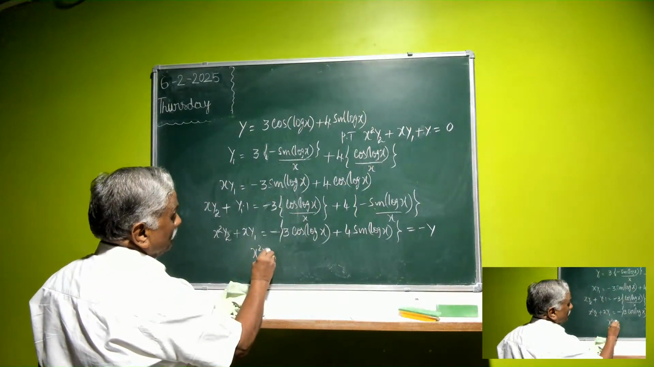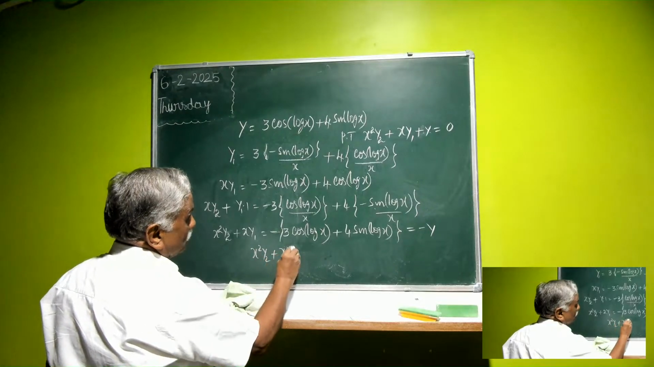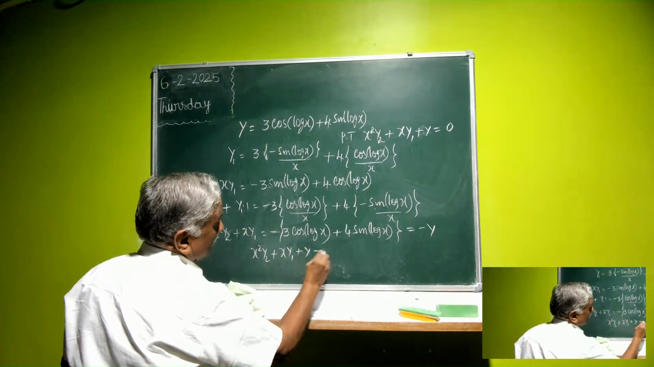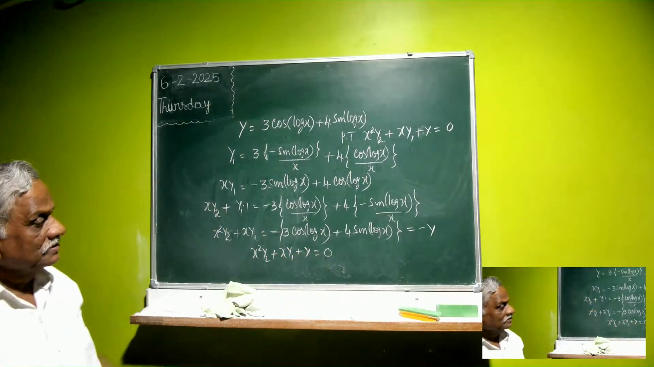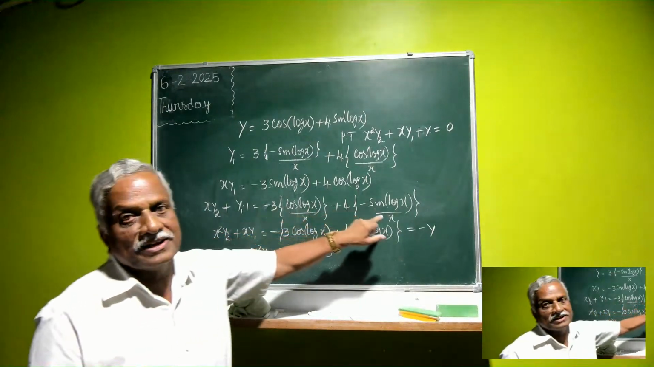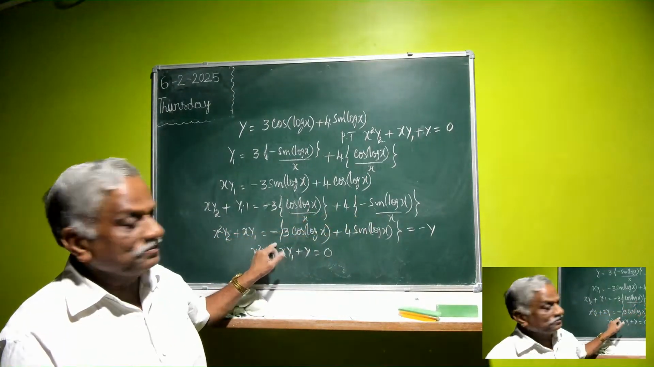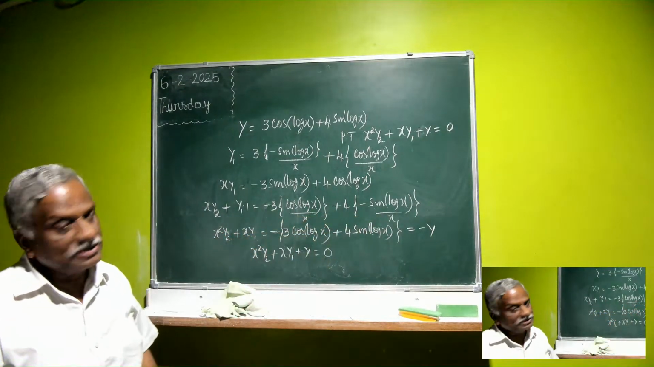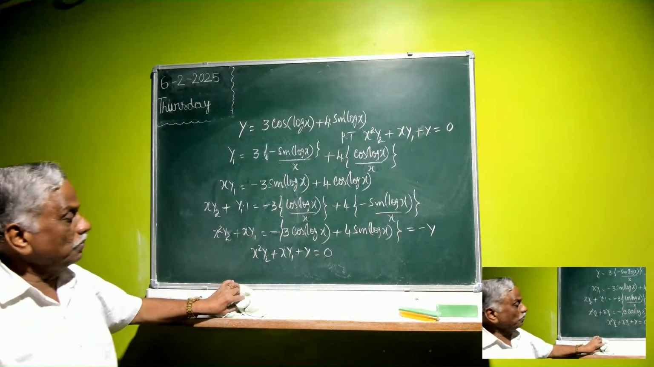x square y2 plus xy1 plus y. Here there is a minus sign and a minus sign here. Taken minus sign common. This is why we get this solution. Let's go to the next problem.